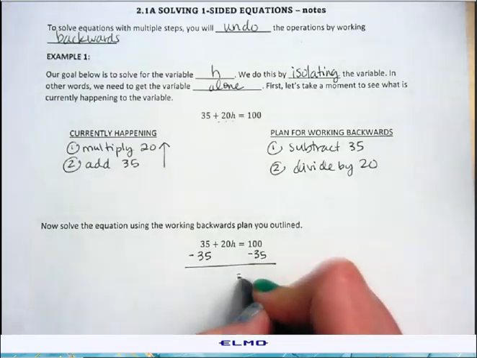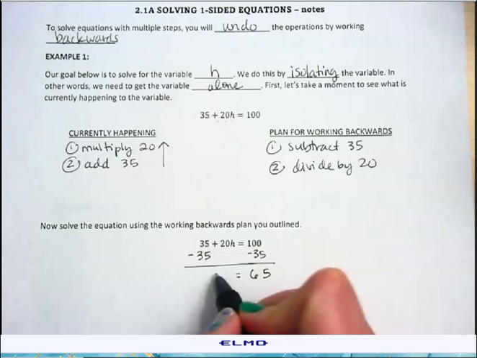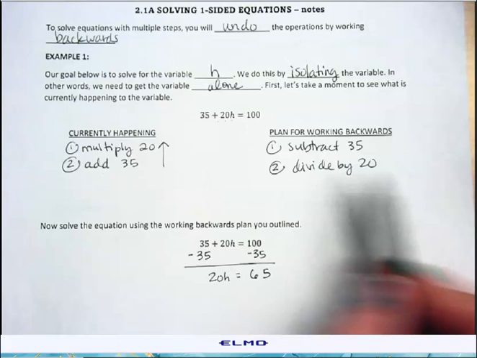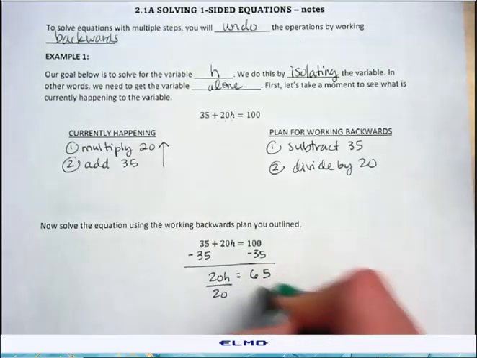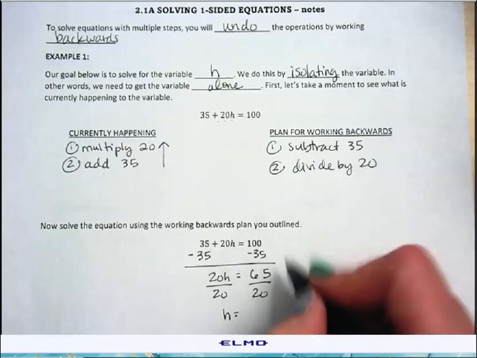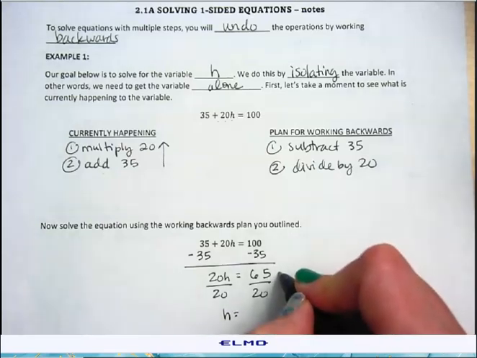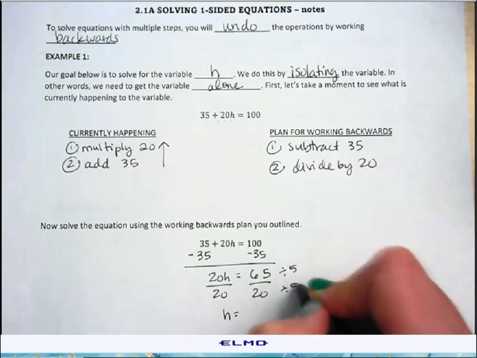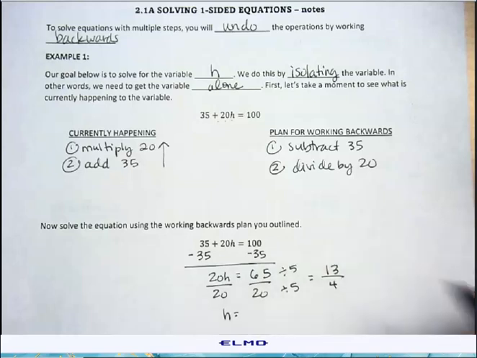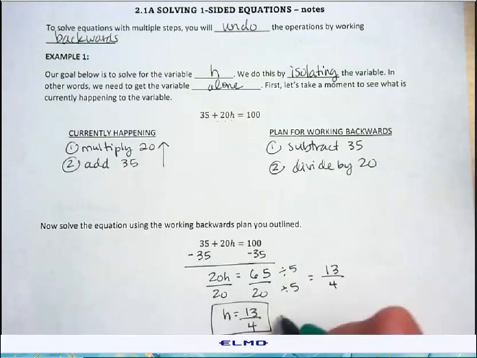So 100 minus 35 is 65, and that leaves me with 20h. And then the second thing we're going to do is divide by 20. So h is 65 divided by 20. We could simplify this fraction. We could start by dividing top and bottom by 5, and we get 13 over 4. Or if you wanted that as a decimal, it would be 3.25 if you did your long division.